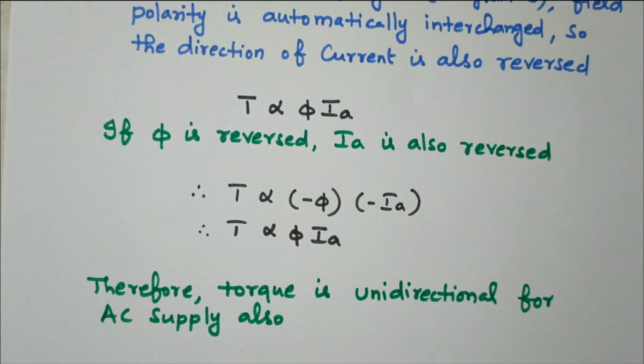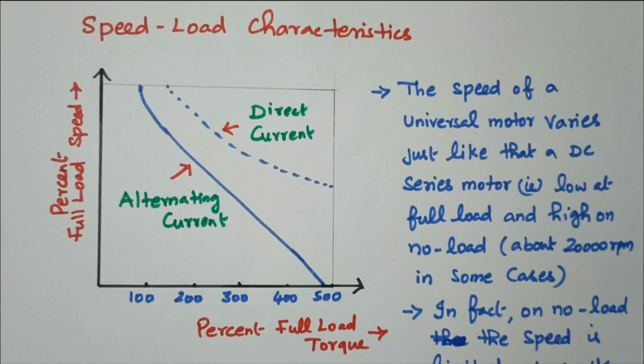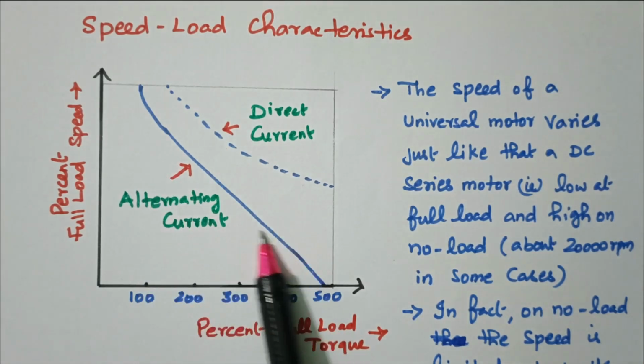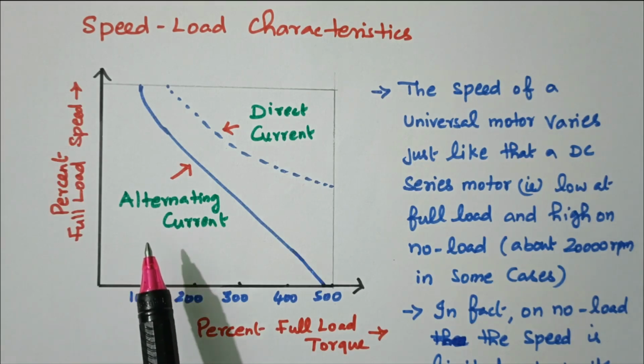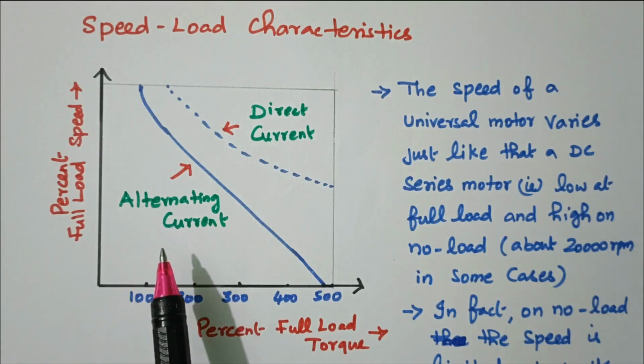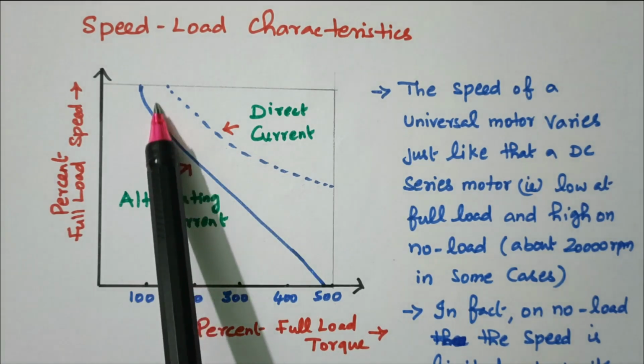Now we'll see the speed torque characteristics of a universal motor. When the speed torque characteristics is plotted, we know that it is very similar to an AC series motor or DC series motor. Torque and speed are inversely proportional. On the X-axis we have torque, on the Y-axis speed is given, right? So it is inversely proportional and it decreases in a parabolic manner.